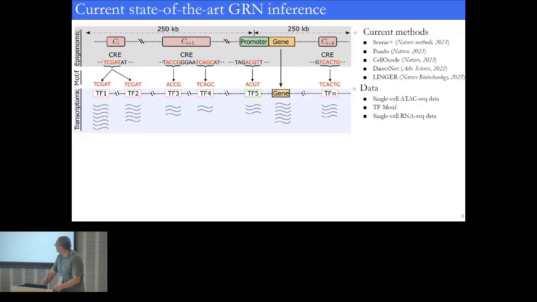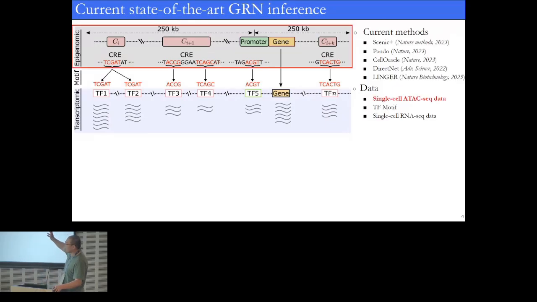The first thing they do is utilize the single-cell ATAC-seq data, so that we can find the open regions around the target gene. As you can see, the yellow part is the target gene, and we can check the open regions around it. Ci is one open region, Ci+1 is another open region, and Ci+K is another open region. We know these are open regions, and we also know the sequences of those open regions.